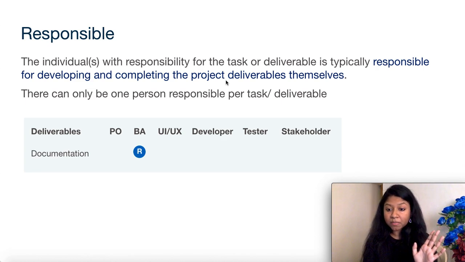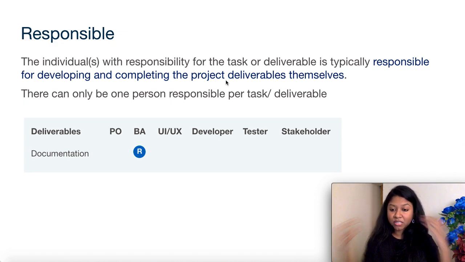The reason why is because having too many people responsible for something would end up with people again pointing fingers, saying that I'm not responsible, you are also responsible. So no one is going to take up that ownership, that responsibility. So that's why it's ideal that you have one person who's going to be responsible per task or deliverable.